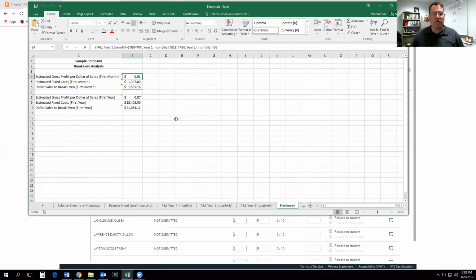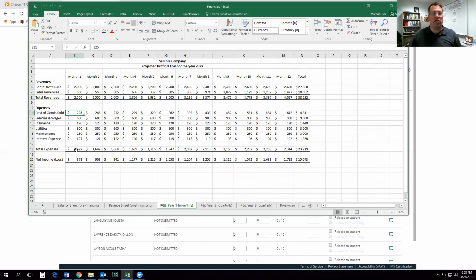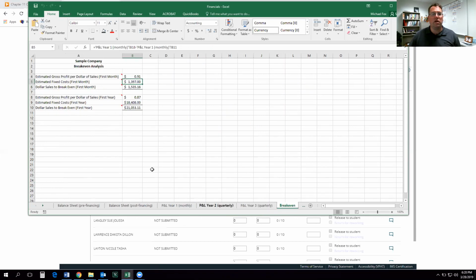That's high because a big chunk of their sales comes from rental revenue. And then their fixed costs, we can go back to our P&L and see our fixed costs are our total expenses minus any cost of goods sold, because the cost of goods sold are not fixed. They go up the more we sell. Then if we divide our fixed costs by our gross profit per dollar, that tells us how many dollars worth we have to sell to cover our fixed costs. I've set this up in here so that if you look, there's a note here that gives you the formula for each one of these.